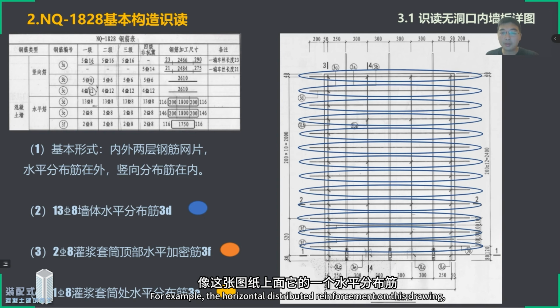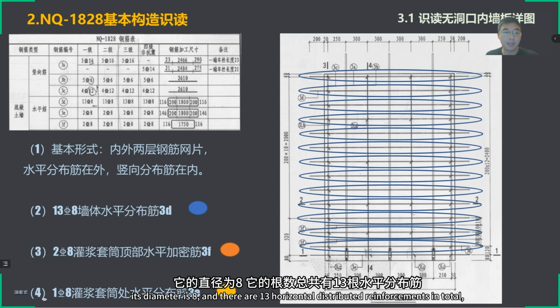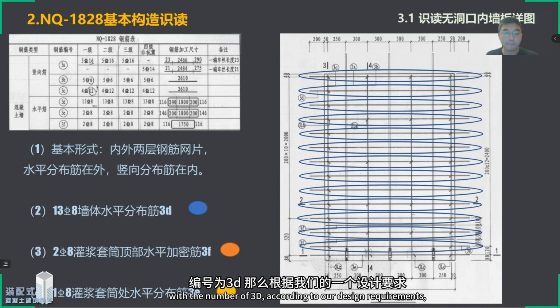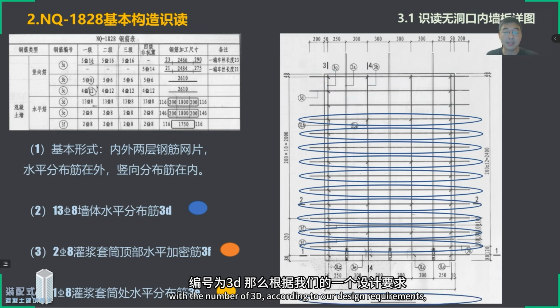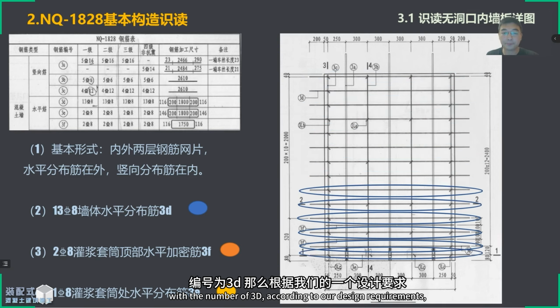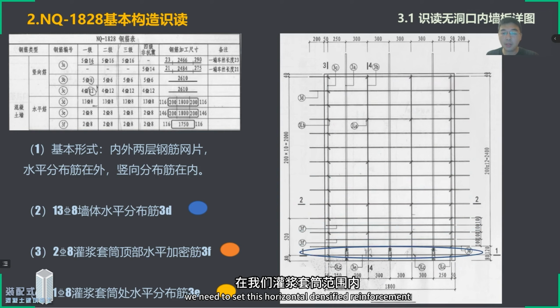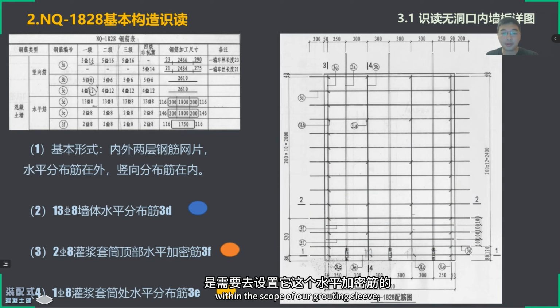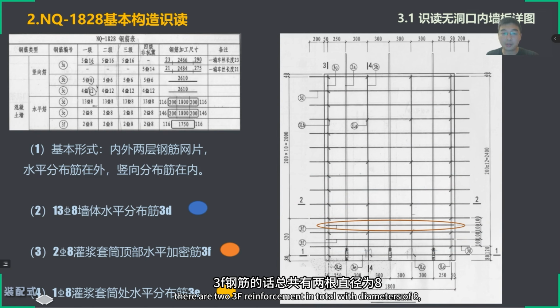For example, the horizontal distributed reinforcement on this drawing has a diameter of 8, and there are 13 horizontal distributed reinforcements in total, with the number 3D. According to our design requirements, we need to set horizontal densified reinforcement within the scope of our grouting sleeve, that is, our 3F reinforcement. There are 2 3F reinforcements in total with diameters of 8.